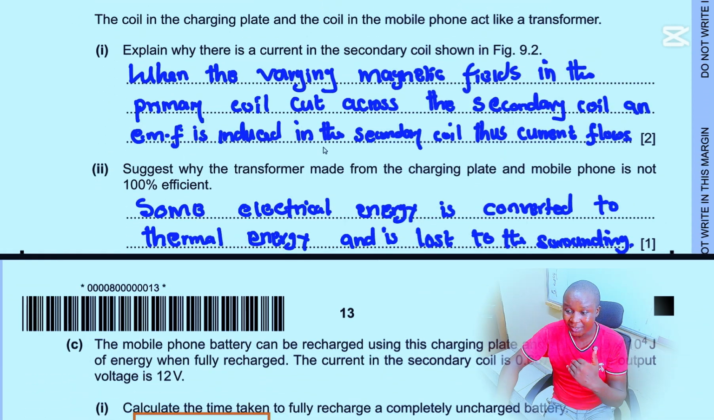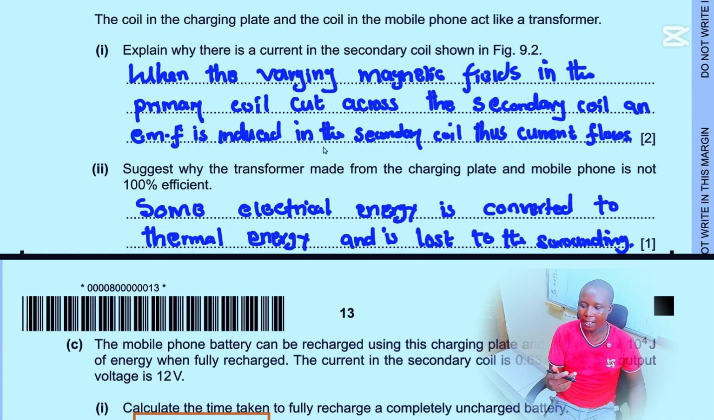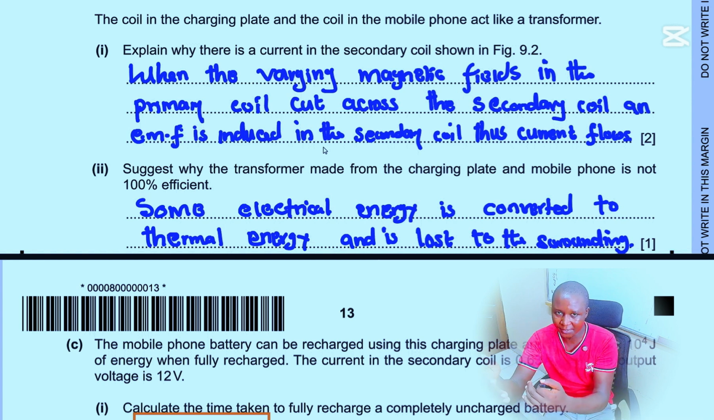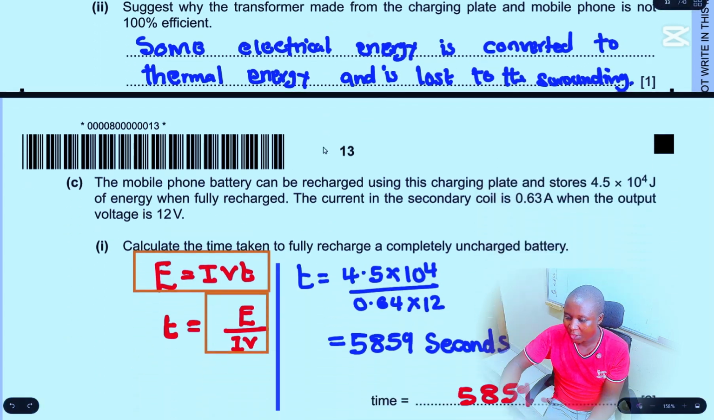And we are supposed to suggest why the transformer made from charging plates and a mobile phone is not 100% efficient. Remember, when current flows through a conductor, there is resistance. And due to resistance, the kinetic energy of the electrons will be converted to thermal energy. So some of the electrical energy will be converted to thermal energy and will be lost to the surroundings. So that's why it's not 100% efficient.